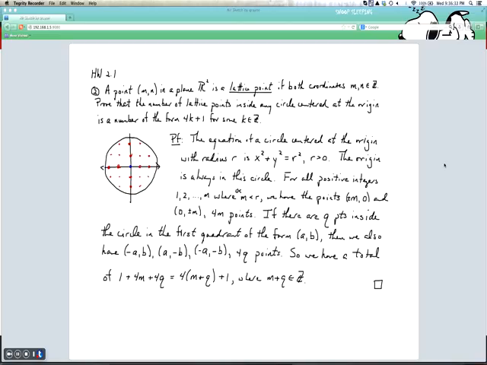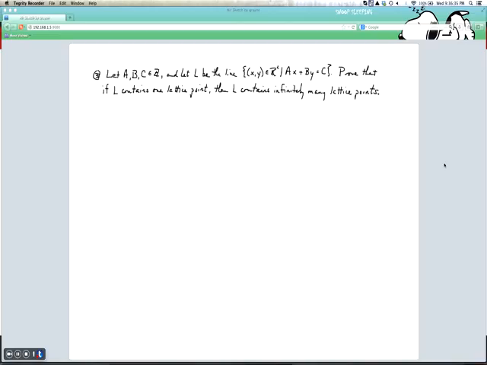All right, so there's the first one. Let's go to the second problem, which is problem 3. It says let A, B, and C be integers, and let L be a line.